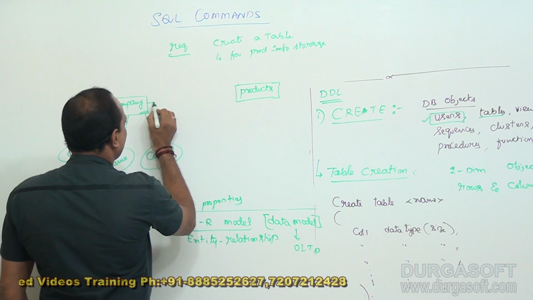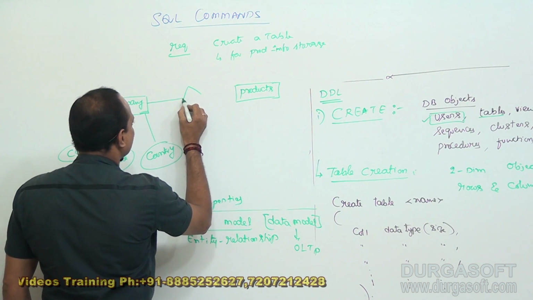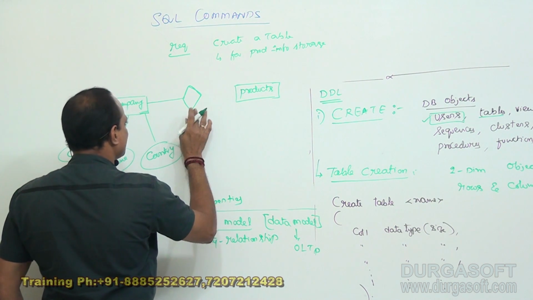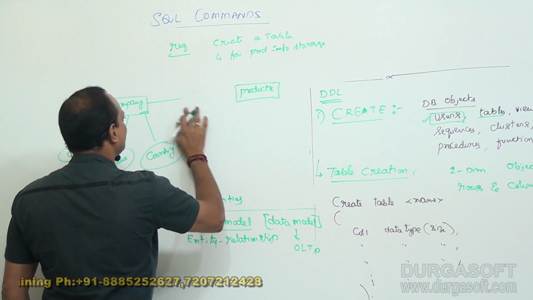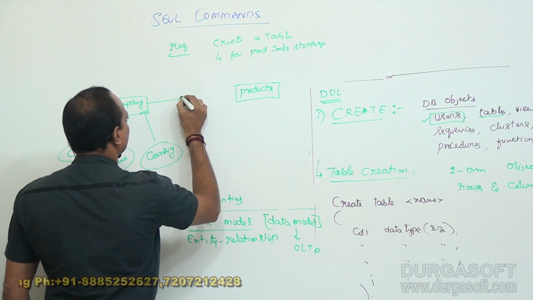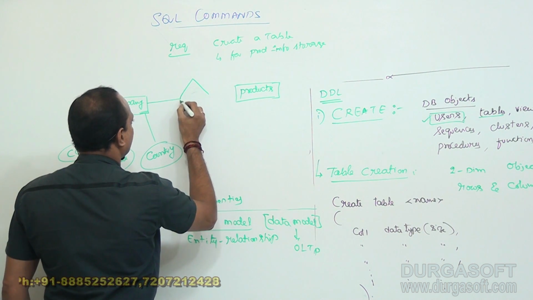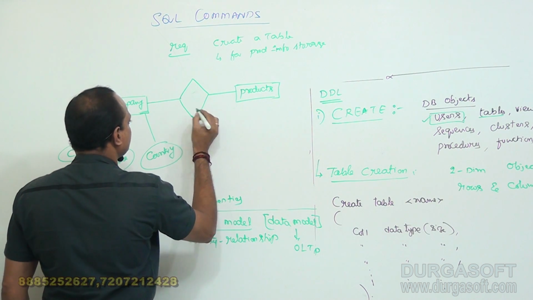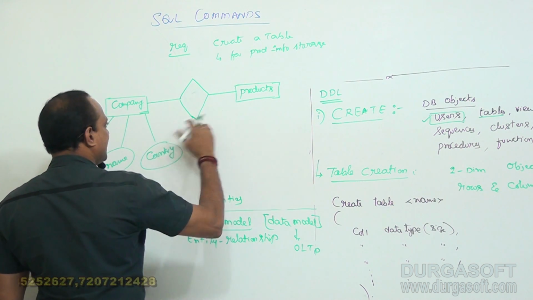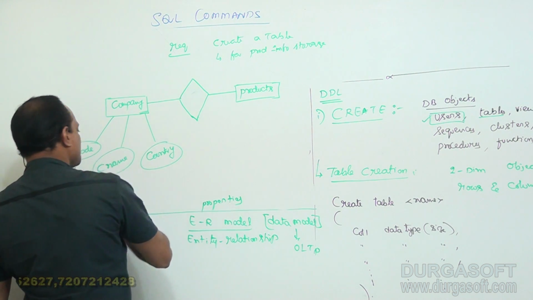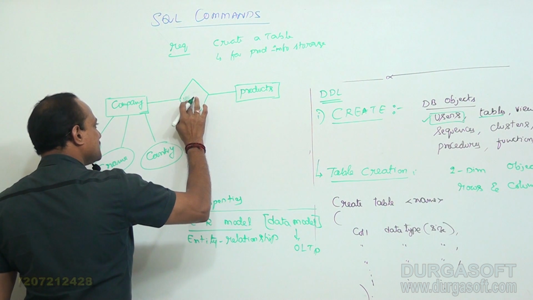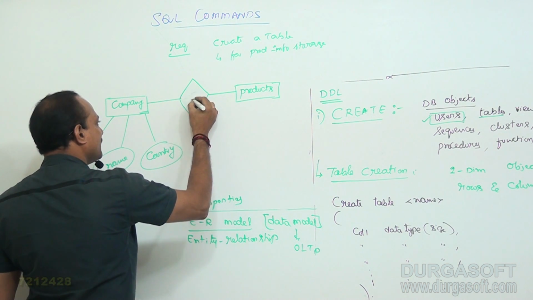And from each company, do you have a set of products or not? Every company is producing some products. Okay, let me draw it a little bigger. So here the company is related with product through the primary key, which is called company code.